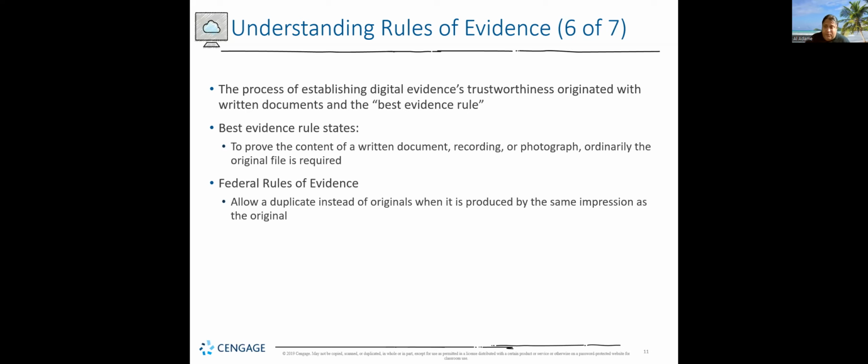Hint, hint, nudge, nudge, wink, wink. This will be a question on the midterm. I don't know who just said that.